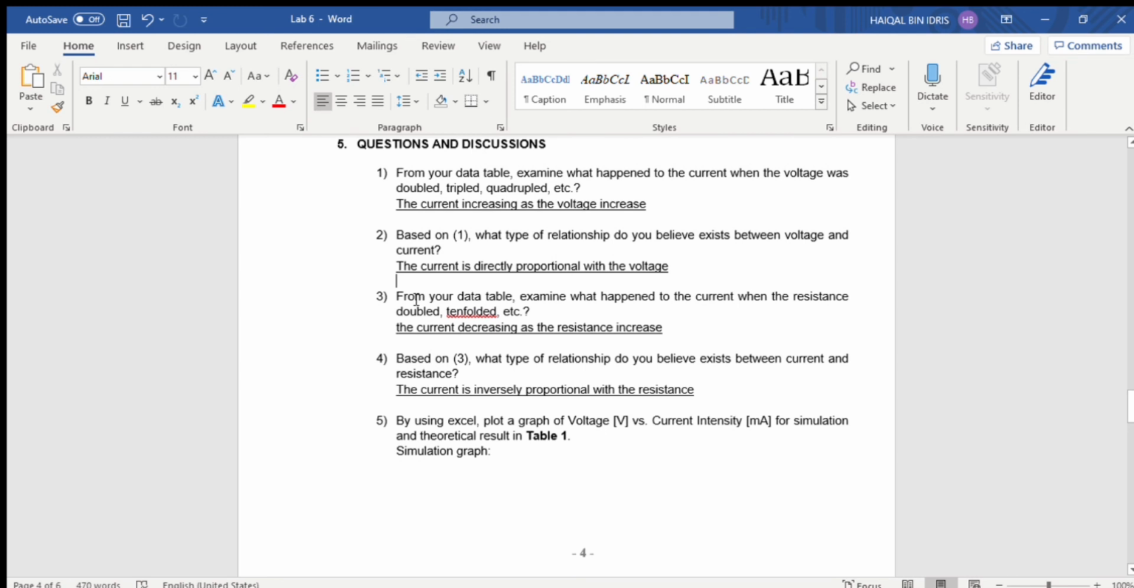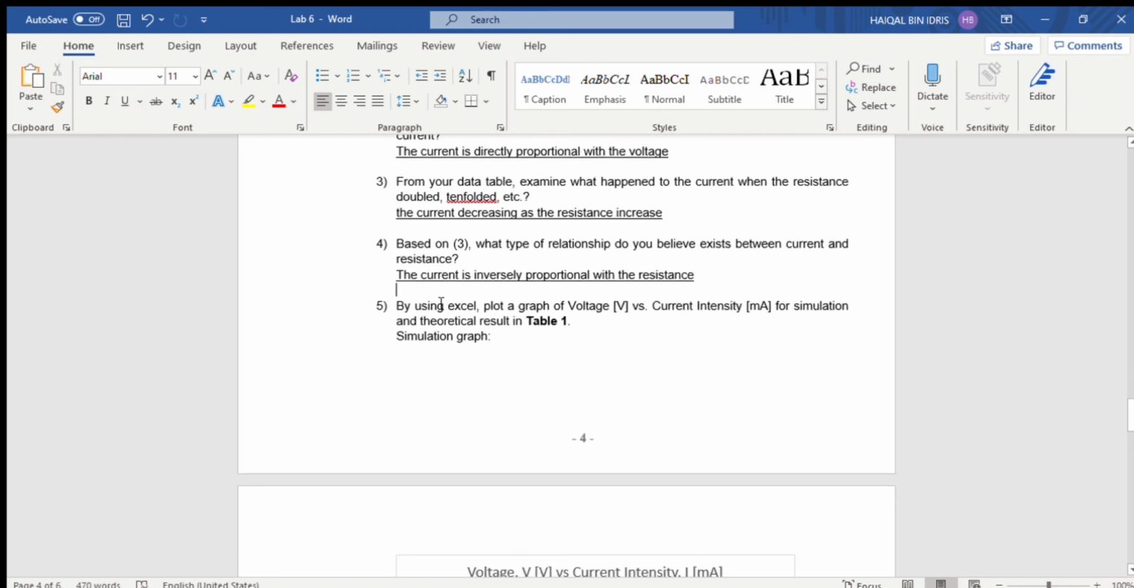For number 3, from your data table, examine what happened to the current when the resistance doubled. The current decreases as the resistance increases. For number 4, based on question number 3, what type of relationship do you believe exists between current and resistance? The answer is the current is inversely proportional to the resistance.